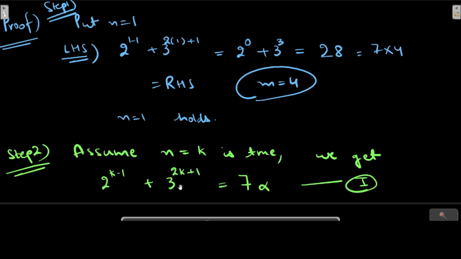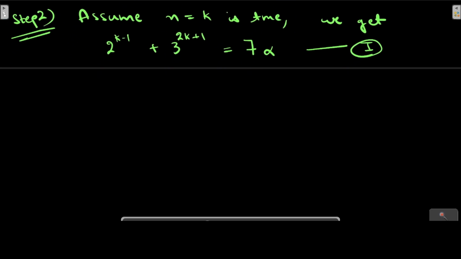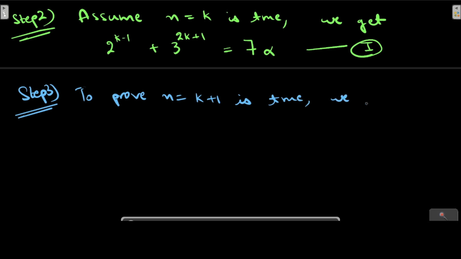Now we will be using step 2 to prove step 3. Step 3, to prove n is equal to k plus 1 is true. So what do you get from here? 2 to the power of k plus 3 to the power of 2k plus 3 is equal to some 7 alpha dash. We need to prove this.